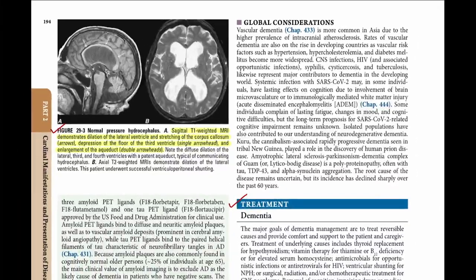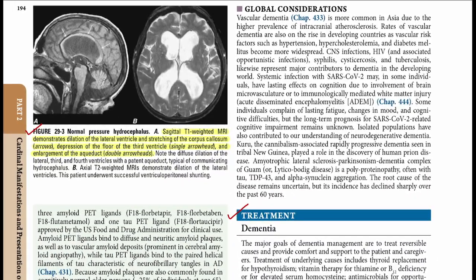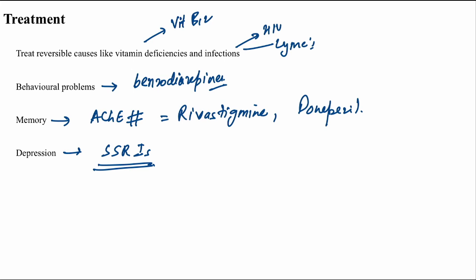Now, okay, that is all about the dementia. I have taken the reference from Harrison itself. Now, if you go back and read Harrison, it will be very much easier for you.